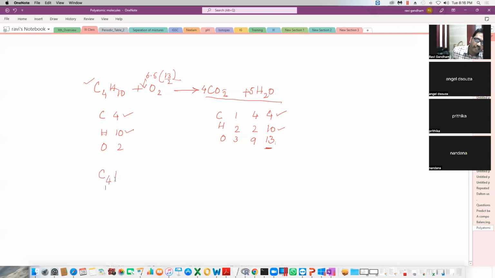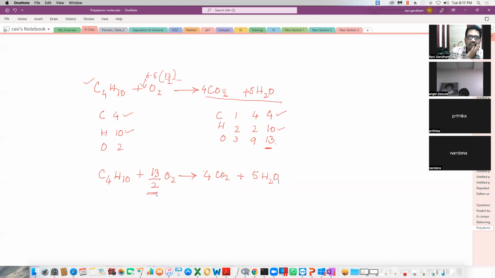Now we'll write this down. You have C4H10 plus 13 by 2 O2, which gives 4 CO2 plus 5 H2O. Till here it's clear, guys? Yes, sir. Then what do we do now?